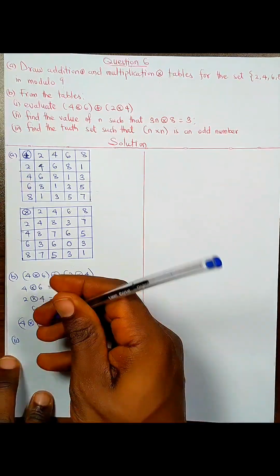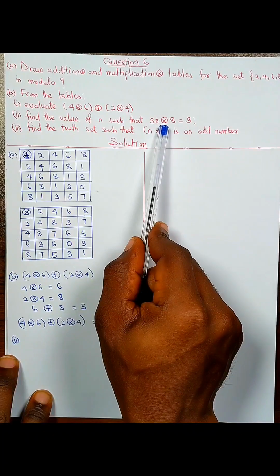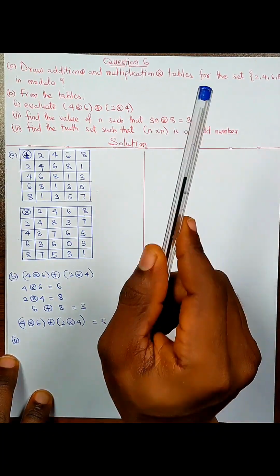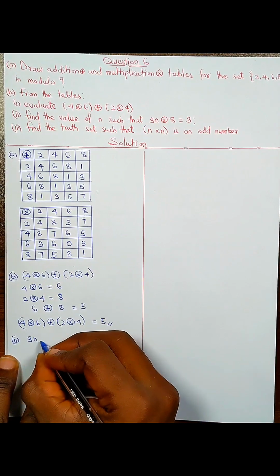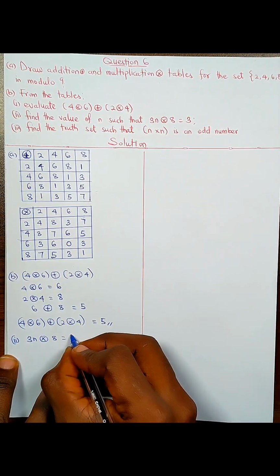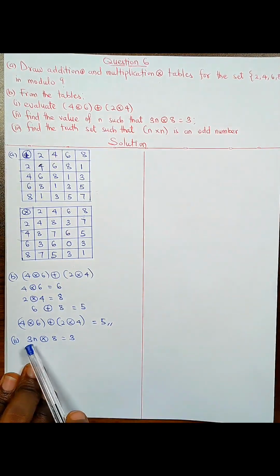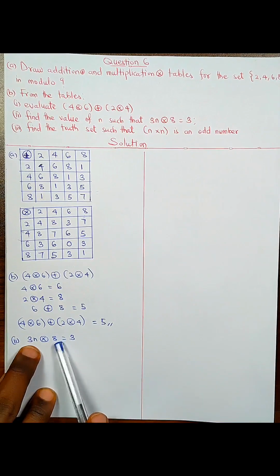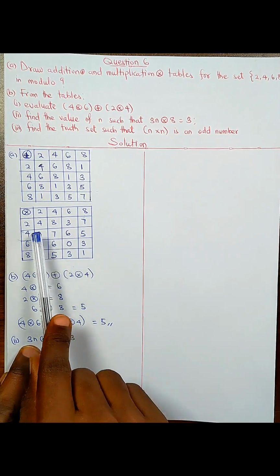The second part of the question says, that is the II of B. II says find the value of n such that 3n times 8 is equal to 3. So first of all, let's write it. 3n times 8 is equal to 3. So we are going to look for two numbers which, when we multiply from the table, we get a value of 3. So let's look into it.